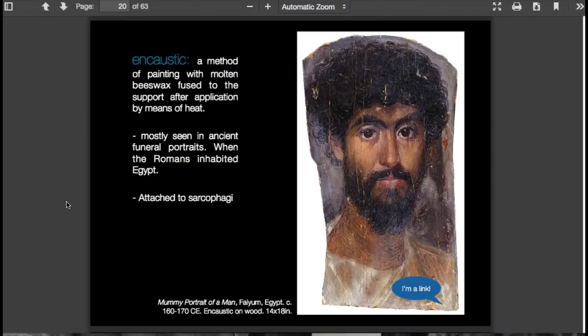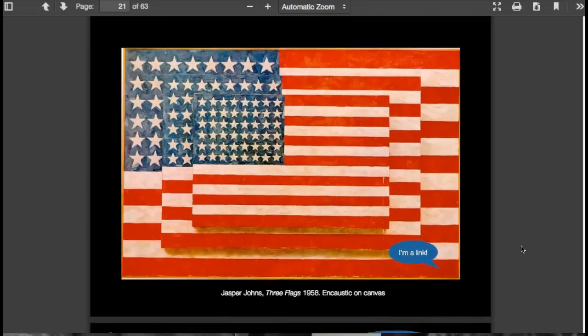We see this mostly in ancient funeral portraits when the Romans inhabited Egypt. These are considered the Fayum portraits, and they were on the actual sarcophagi or the coffins. So basically there was a portrait of the person right there on their coffin. And I've gotten to see a few of these in person, and they are so rich and so beautiful and so expressive. And of course, there's this idea that the eyes are the window to the soul, and there's a real emphasis on the eyes here. And there is a link for you to learn a little bit more about this.